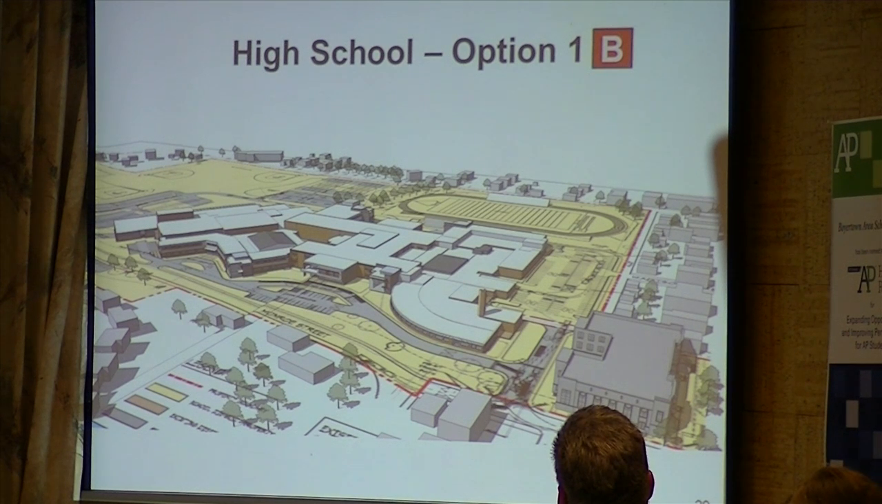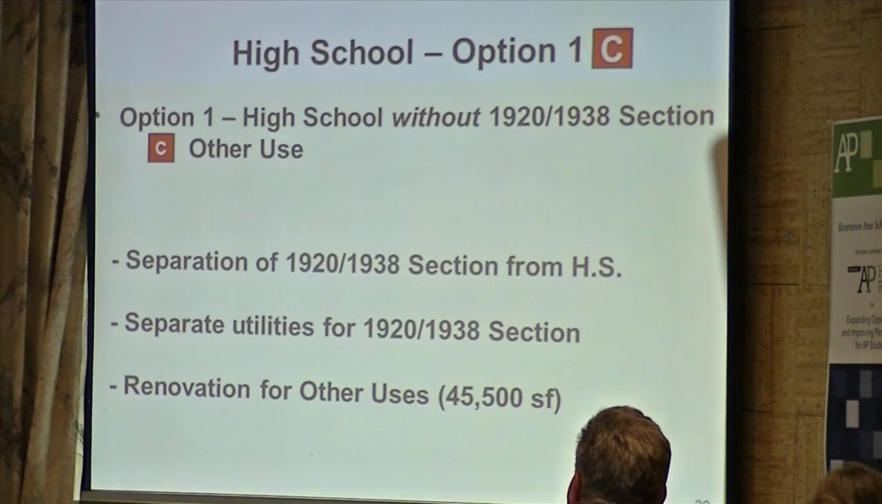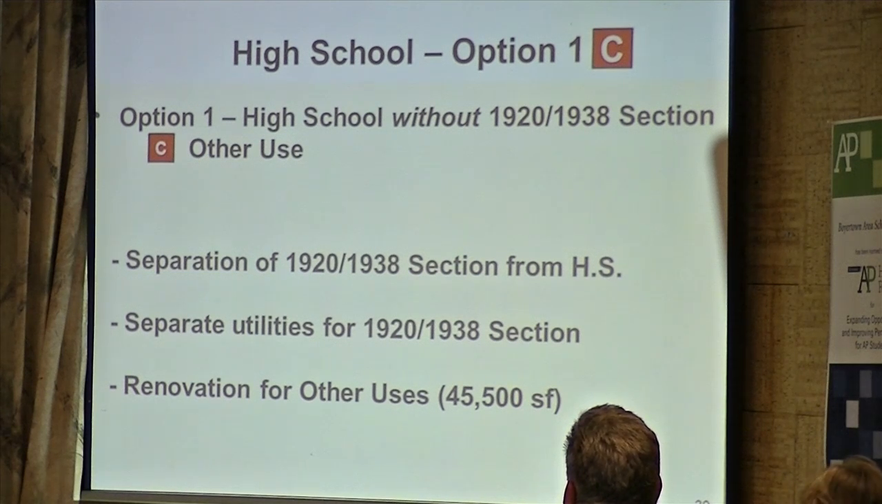It now would become a standalone structure. What are the advantages of that? I mean, there's a separation of the 1928 30 section from the high school. We have separate utilities. I'm sorry, this is option C. This is the next option. The advantages come later.